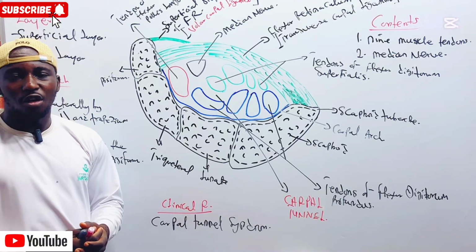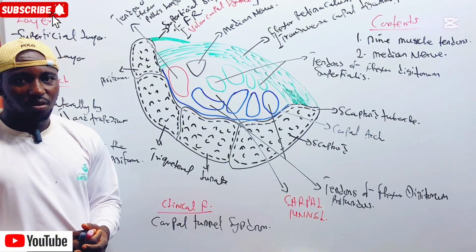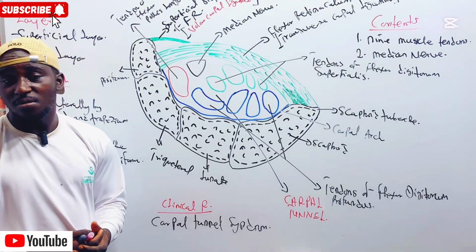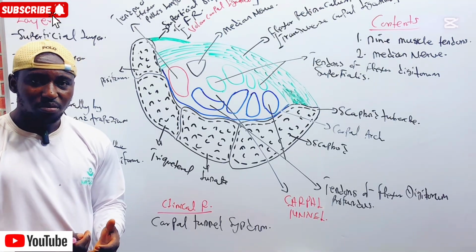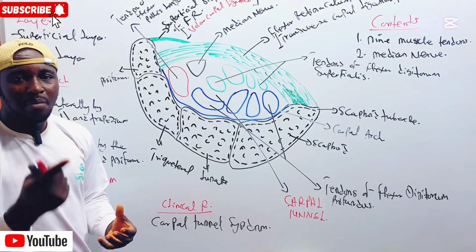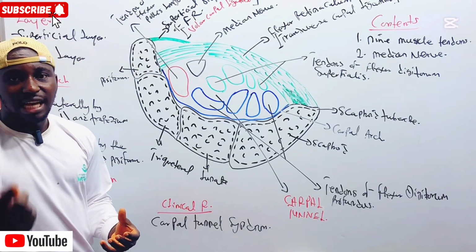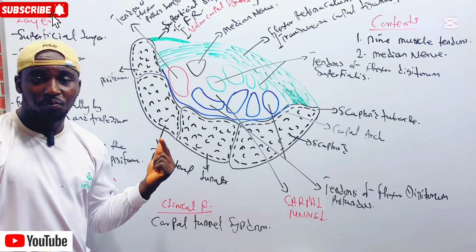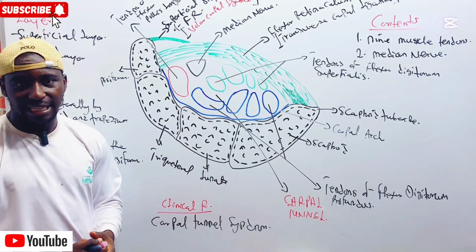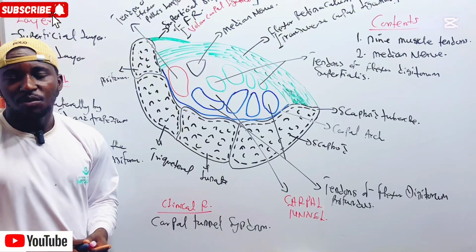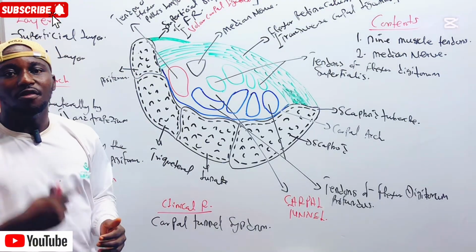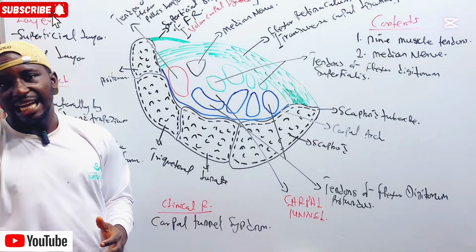So there will be a whole lot of dysfunction, because the motor and sensory branches of the median nerve at the level of the palm or the hand are lesioned, except the palmar cutaneous branch of the median nerve, which arises in the forearm and descends superficially to the what? To the flexor retinaculum to enter the hand. It will not be damaged because it does not pass through the carpal tunnel. It descends superficially to the flexor retinaculum to enter the hand.